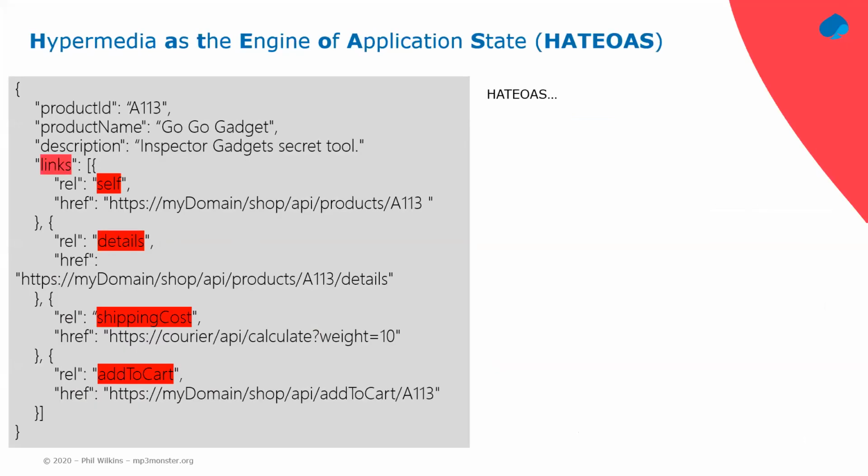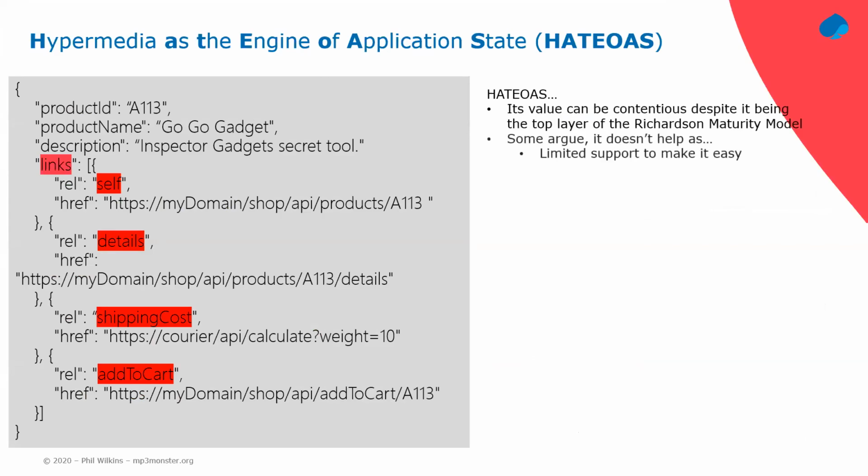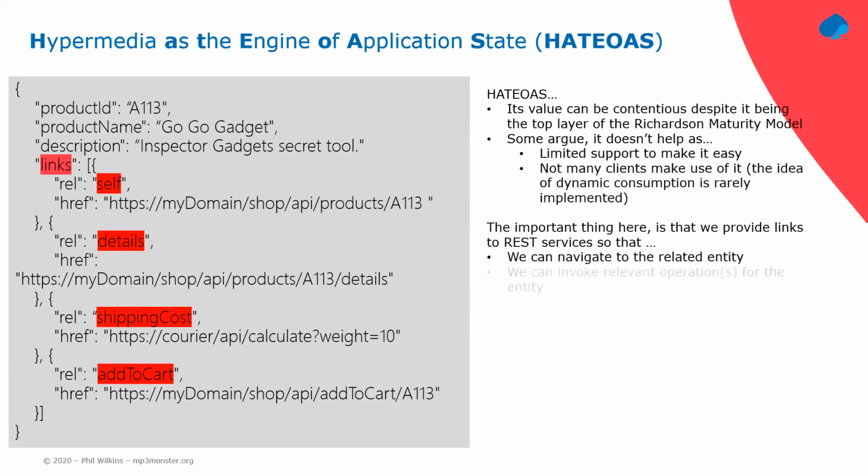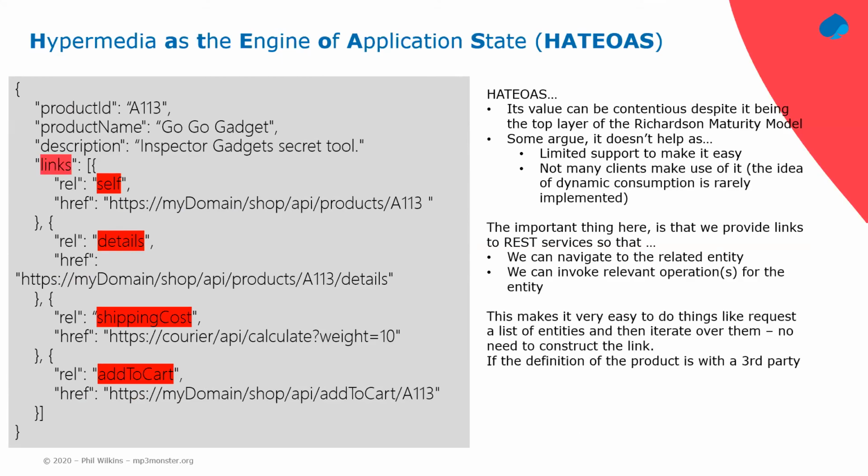HATEOAS is a bit of a hot topic, using links within a payload to describe how to get other attributes. Some people love it, others people hate it, but it can be useful. It does help the consumer, even if they don't use it, and they construct their URIs rather than saying, okay, I'm going to get the href for a HATEOAS link and call the service that way.